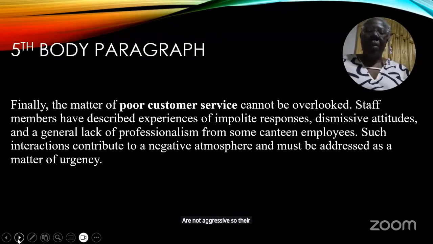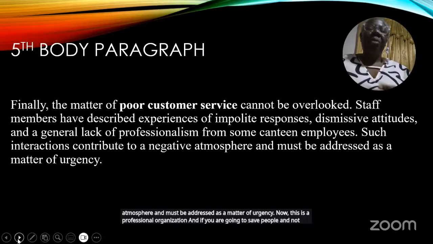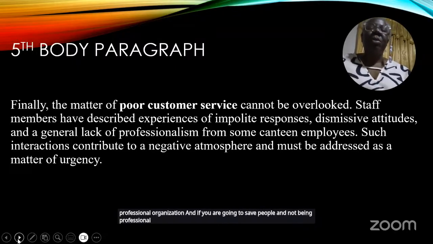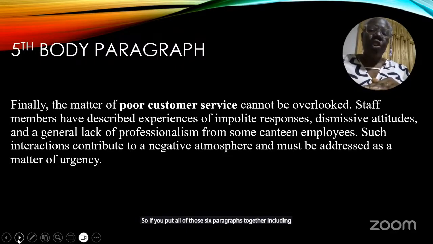So that is what happened. And then it comes down to say such interactions contribute to a negative atmosphere and must be addressed as a matter of urgency. Now, this is a professional organization, and if you're going to say people are not being professional, then it becomes really a matter of urgency. So if you put all of those 6 paragraphs together, including the introduction, you're almost finished with an article.